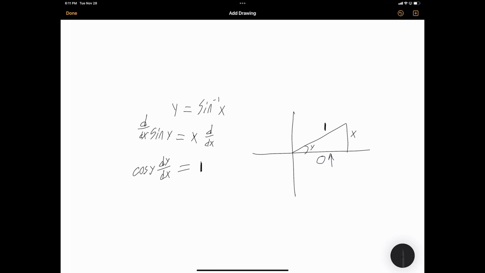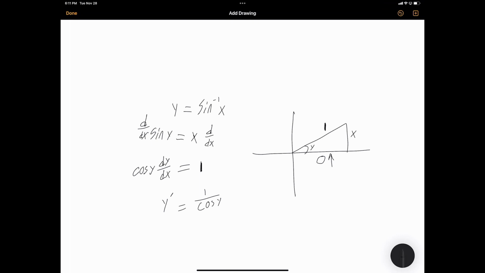So what is y prime? Y prime, which is going to be our dy dx now, is equal to 1 over cosine of y. Now what is cosine y? Well, cosine y is equal to x. That is what cosine is.